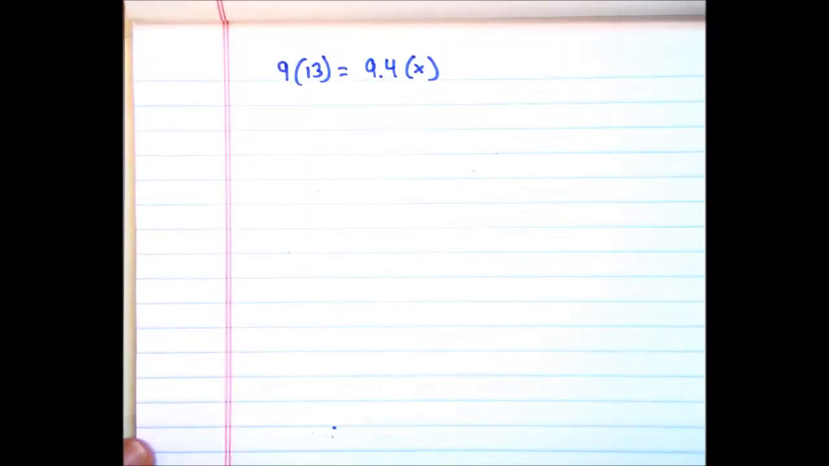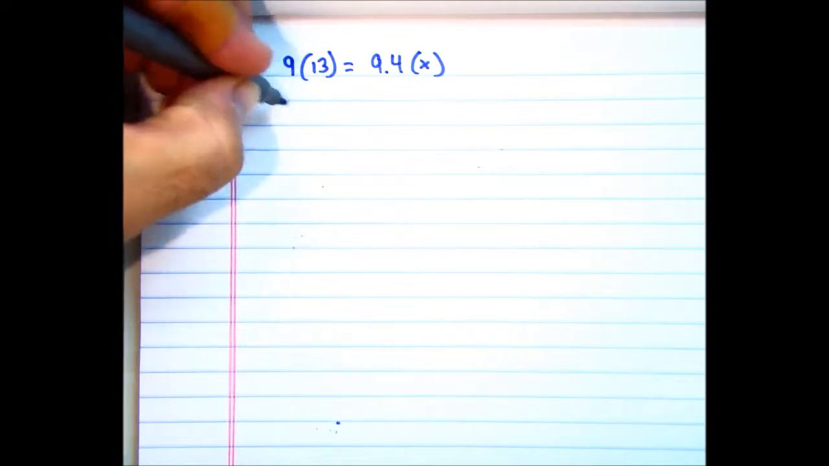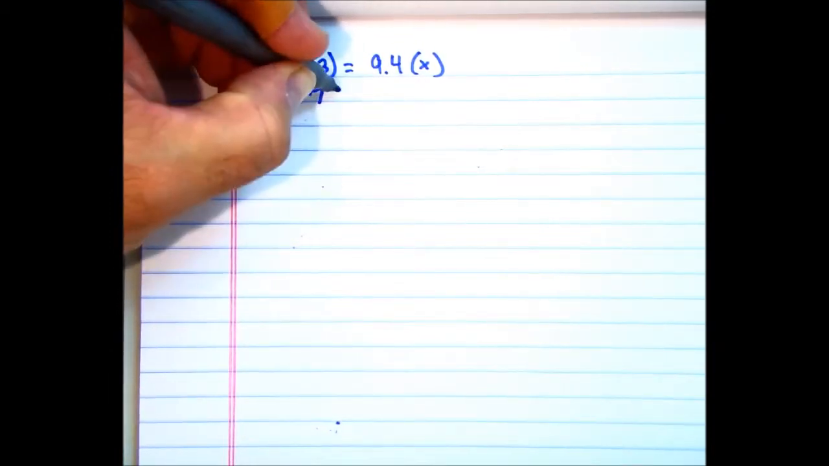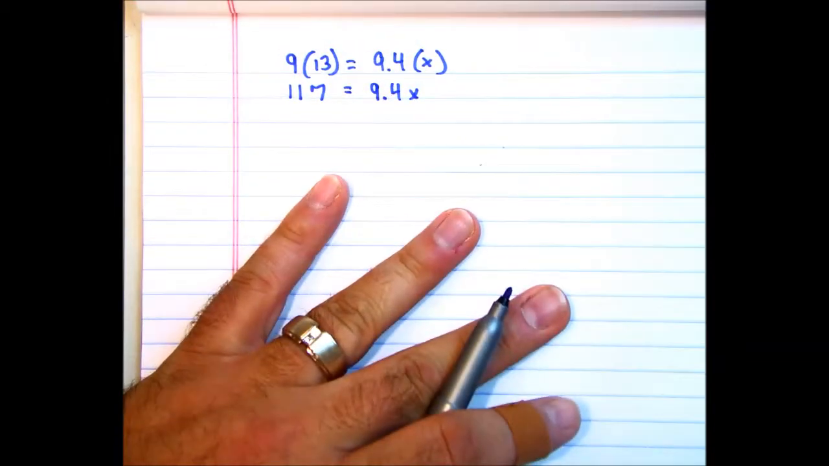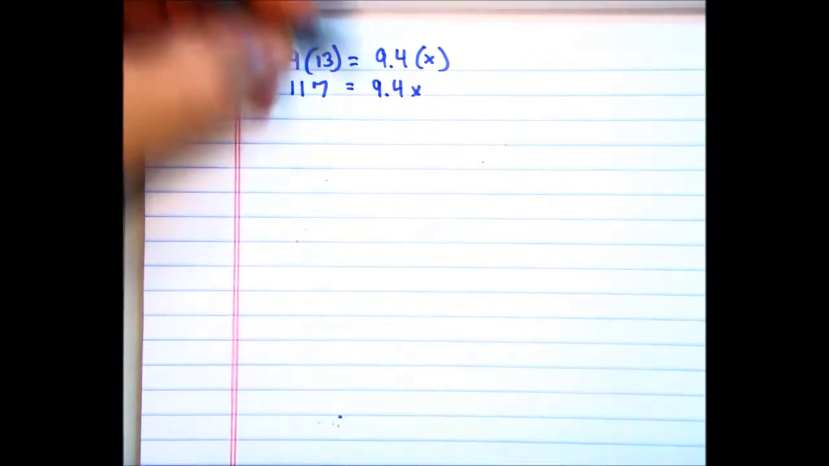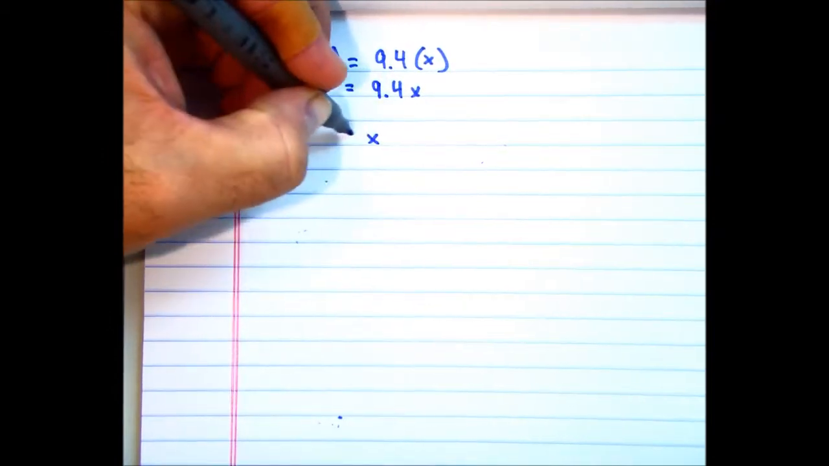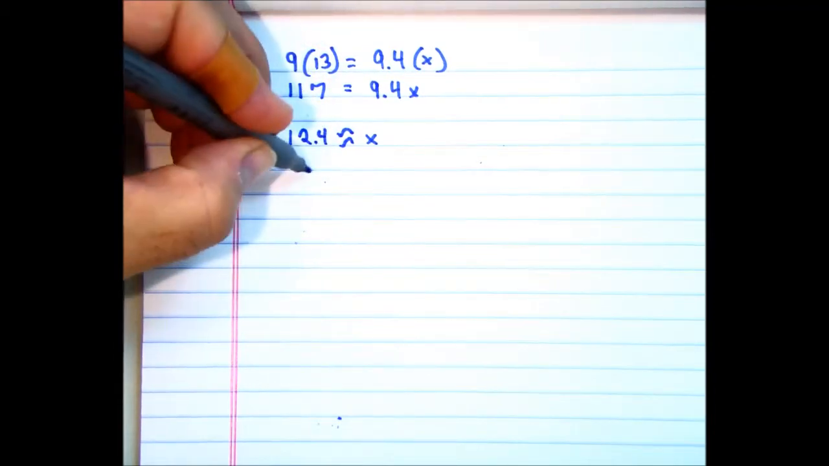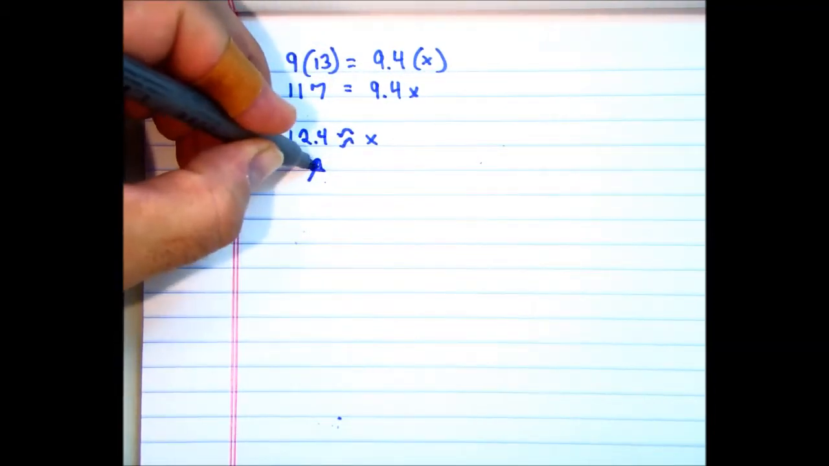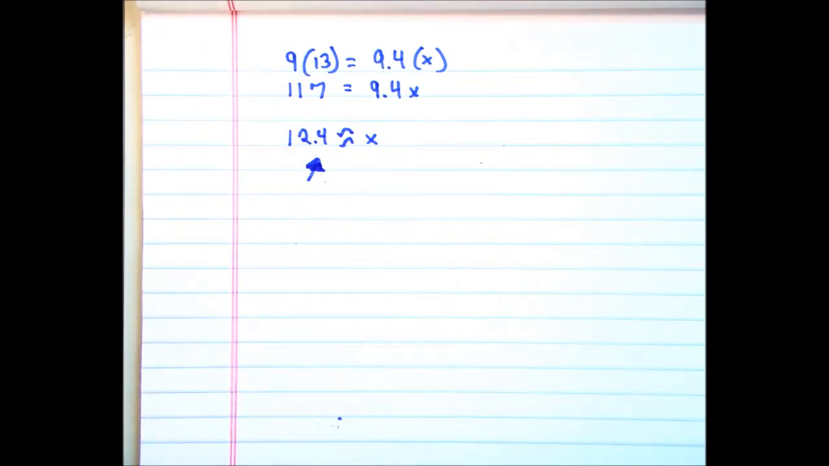All right. So then we go through the math. 9 times 13 is 117, which is equal to 9.4x. Divide both sides by 9.4, and you're going to get approximately 12.4. Now I will tell you that we're going to round to the 10th most of the time, okay, just for simplicity reasons. So unless they tell you something different in the question, which can happen, we're going to always round to the 10th if they don't tell us.